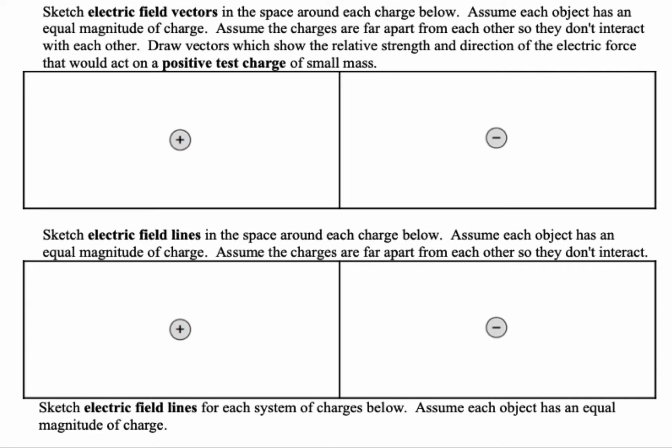In the space below, I'm going to draw electric field vectors. We'll assume that each object has an equal magnitude or size of charge. But here we have a positive charge on the left and a negative charge on the right. We're going to also assume that these charges are far enough apart so that they don't interact substantially with each other. And I want to show the difference between drawing vectors and drawing field lines.